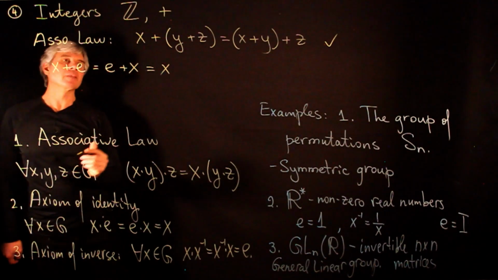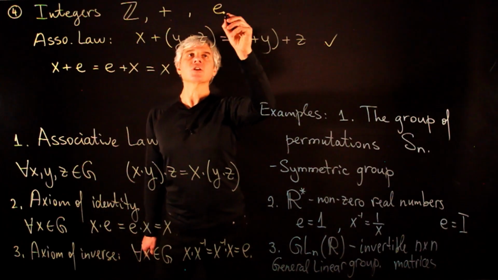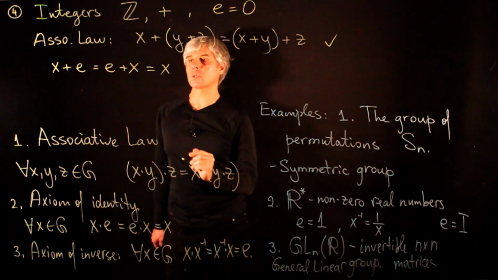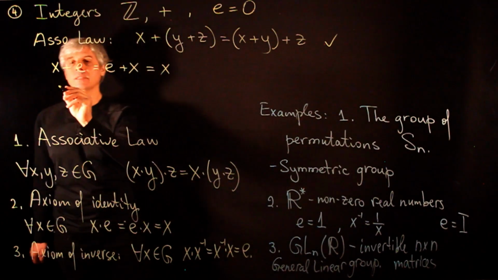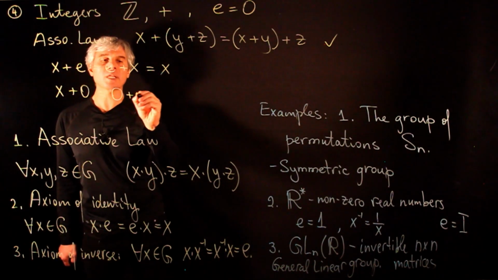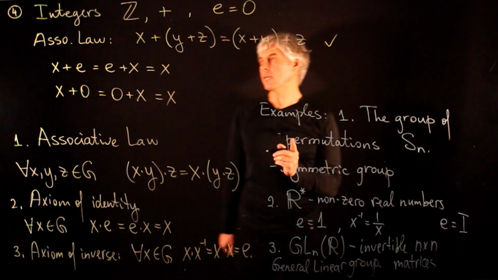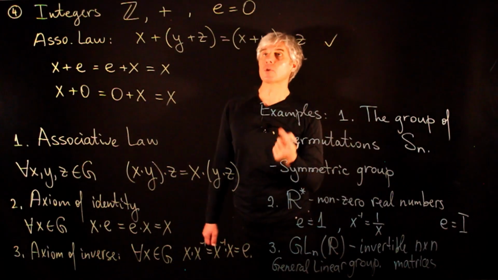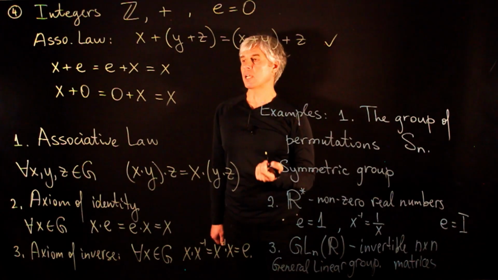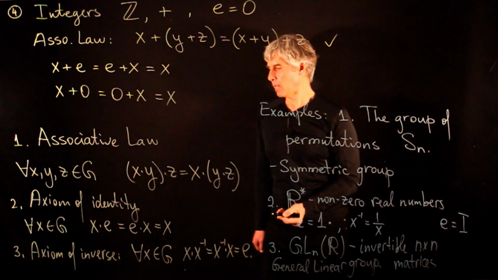And clearly, from here we see that if we take plus as our operation, then we should take 0 as our identity. So 0 becomes the identity element. And indeed, we can check that x plus 0 is equal to 0 plus x is equal to x. Now we have to think about the inverses here. So what is the inverse operation if our multiplication operation is plus?